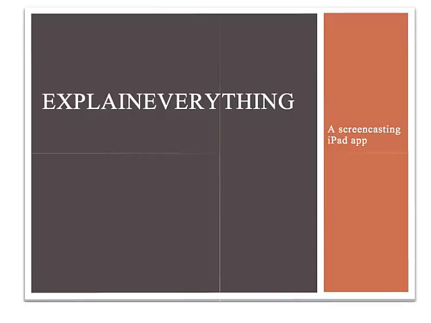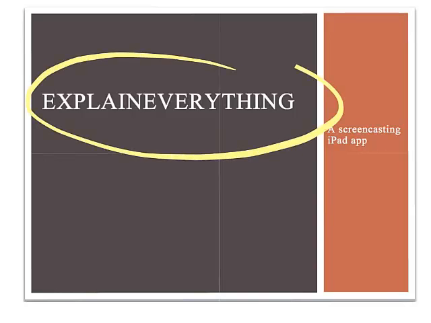Explain Everything is a screencasting iPad app that enables you to have an interactive whiteboard where you can write and annotate and really make your podcasts a much more interesting recording. So this is what your screen would look like.